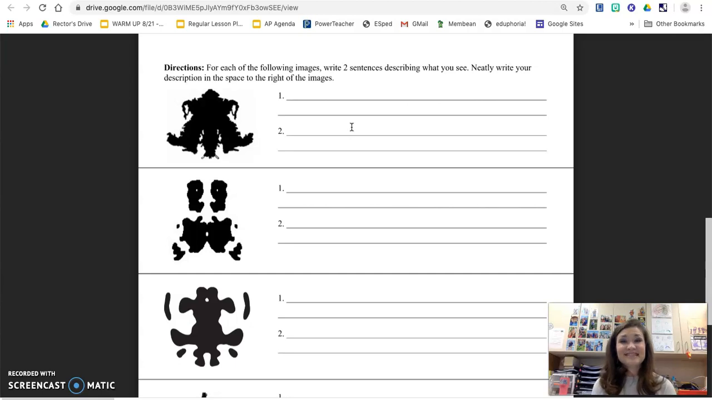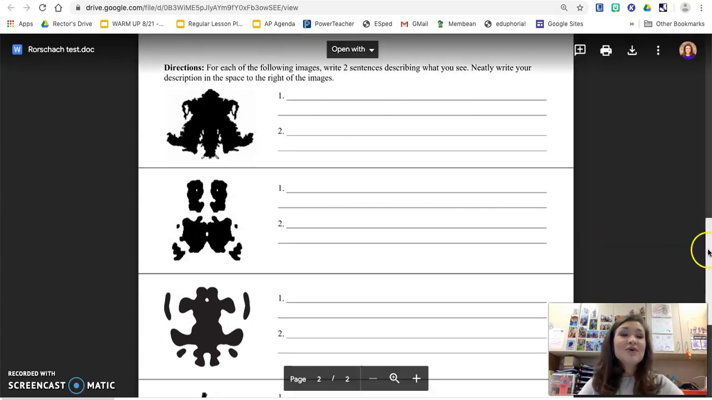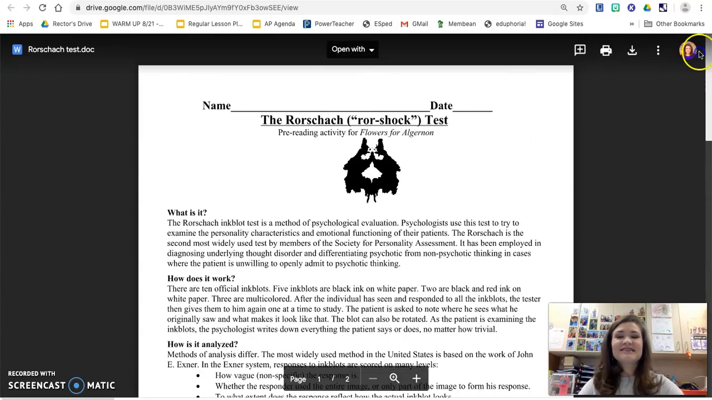Be prepared to discuss this at the beginning of next week. It's so much fun when we all start comparing what our answers are. So when you are finished with this activity, you are going to come get it checked off on your sheet and then make sure that that's ready to turn in for the beginning of next week.